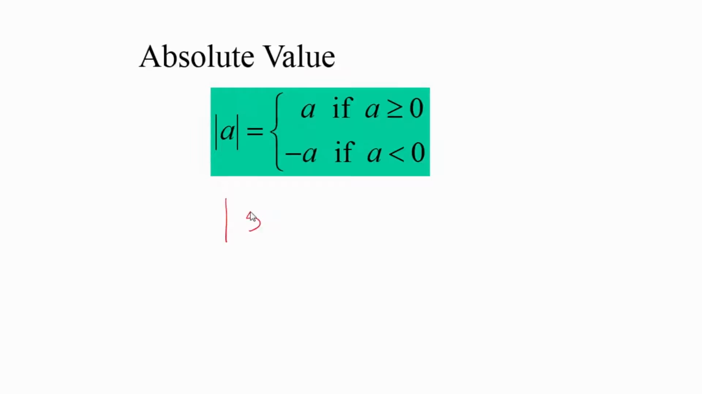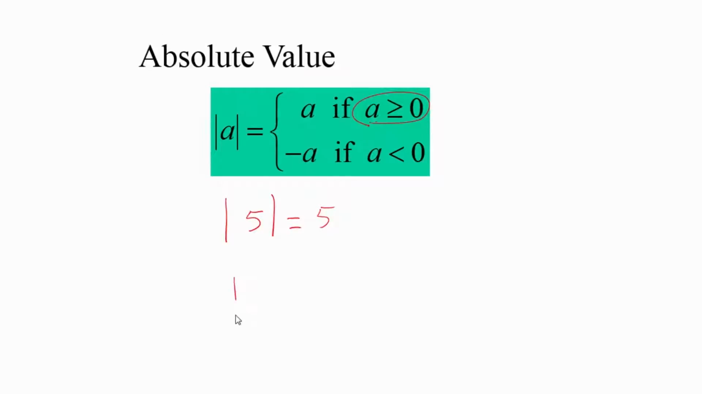Absolute value of 5 says if A is positive, then the absolute value of that A, since it is positive, would be equal to A, which is 5. Done.